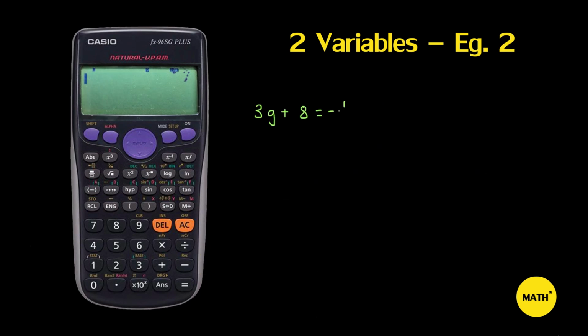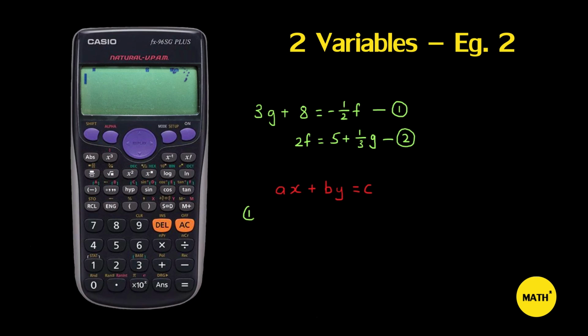Suppose we have these two equations. We can see that these two equations are not aligned in the format of ax plus by equals c. Hence, our first step is to manipulate them into that format before we can key into the calculator. I will first label these two equations as 1 and 2.